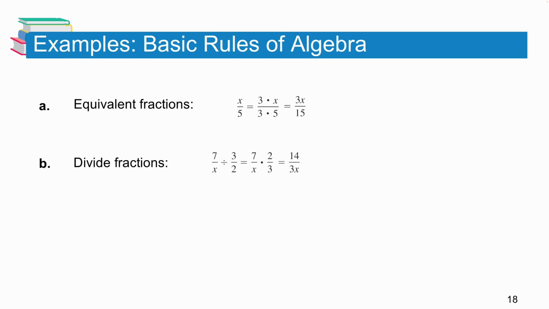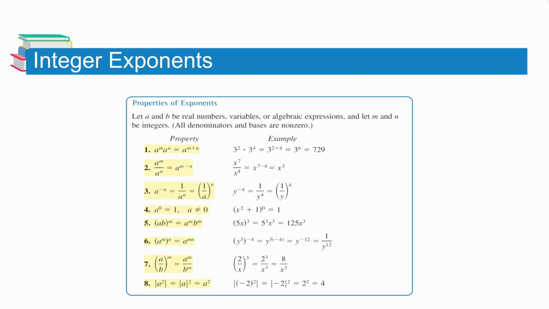It's just simplified. So if we divide, though, remember we want to flip and multiply. And so this expression is the same thing as this. And then we multiply the numerators together and the denominators together, just like our previous rules told us we could do. And that means that we'll get 7 times 2 is 14, and x times 3 is 3x. And so these are following some of the basic rules of algebra.